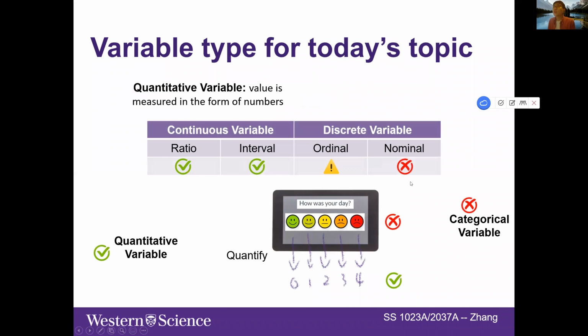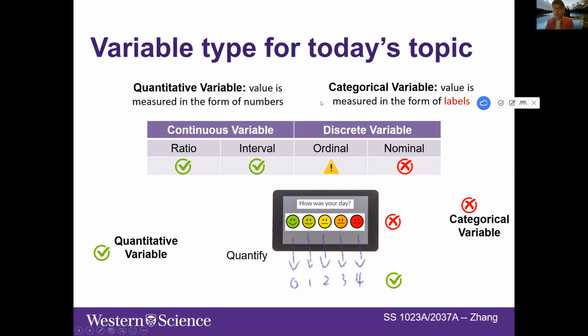So first of all, just a quick review. Like the last lecture, we reintroduced the idea of what a quantitative variable is. We know that a quantitative variable is a variable that is measured in the form of numbers. The difference between the quantitative variable and the continuous variable is whether we can quantify the ordinal data into different numbers. So for ordinal, we consider it to be discrete. But for those ordinal data, after we quantify them into numbers, because right now they are numbers, that satisfies our criteria for the quantitative variable.